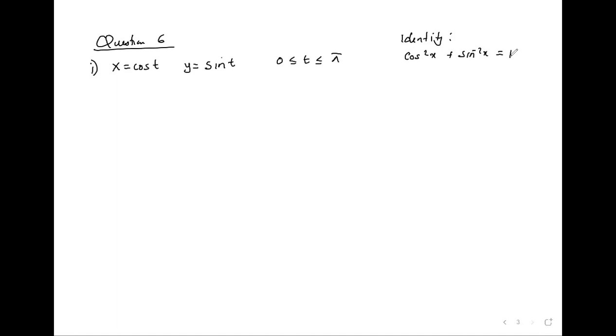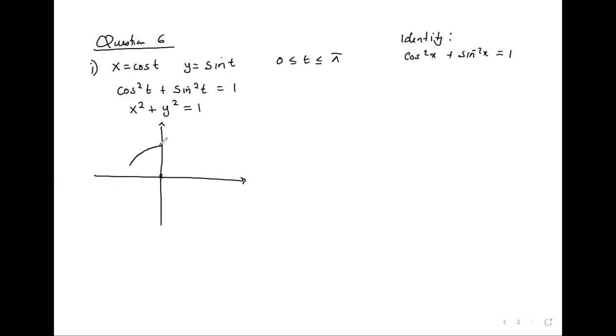So in this case, we are given x to be cos, y to be sine. So if we square cos, we also square sine, we'll get 1. Now, because cos is x, we're having x squared. Sine is y, so we'll have y squared is equal to 1. This is a circle. So because it's a circle, we can easily sketch it. Its center is 0, 0, its radius is 1. So you just sketch a circle.